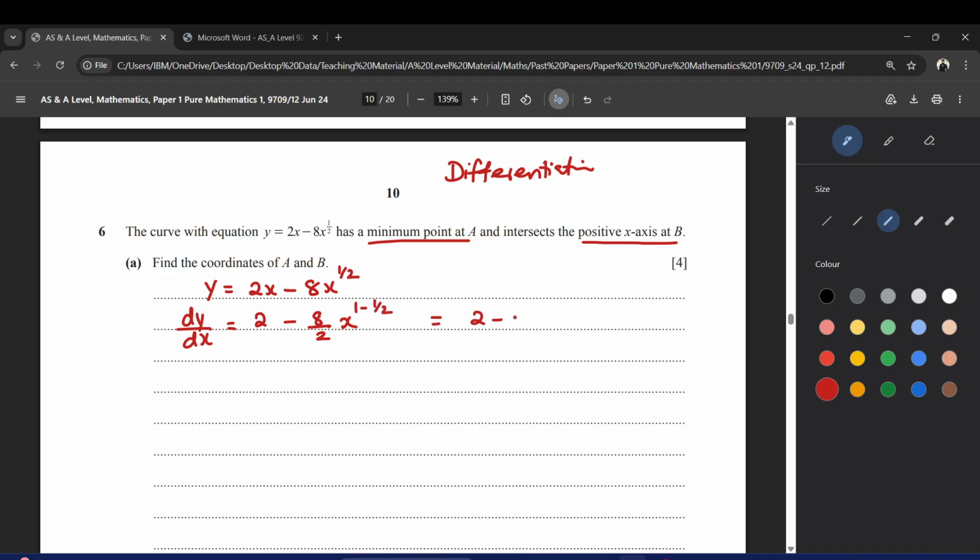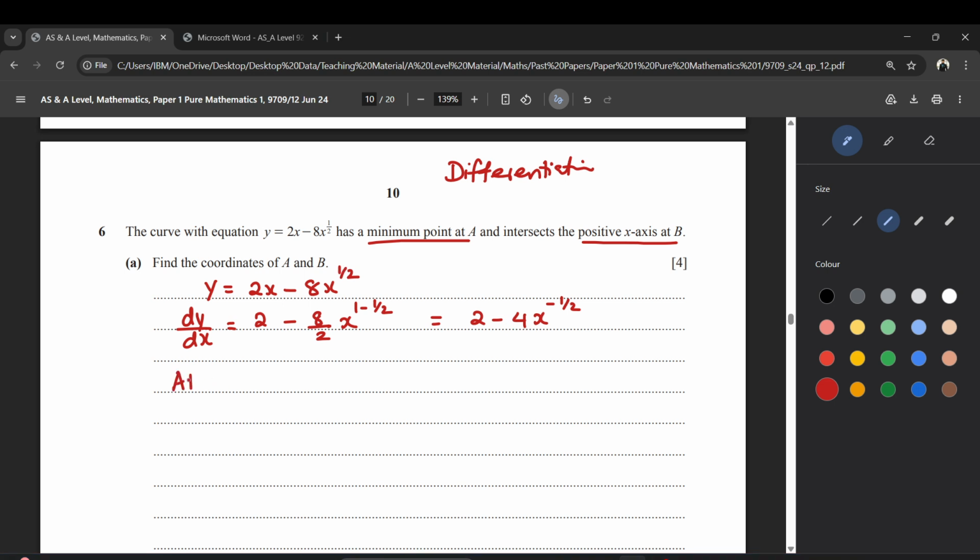So I would be left with 2 minus 4x to the power minus 1 upon 2. Okay, so remember, how do you differentiate a function? You multiply the power with the coefficient and then you subtract 1 from the power. Okay, so this is my gradient function.